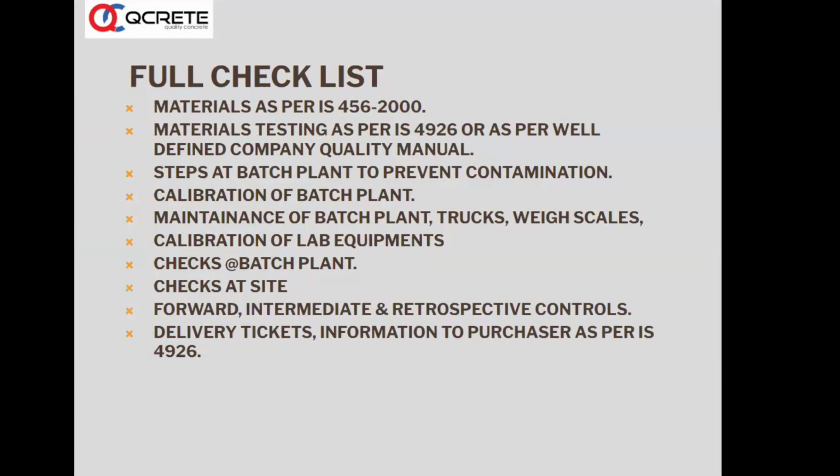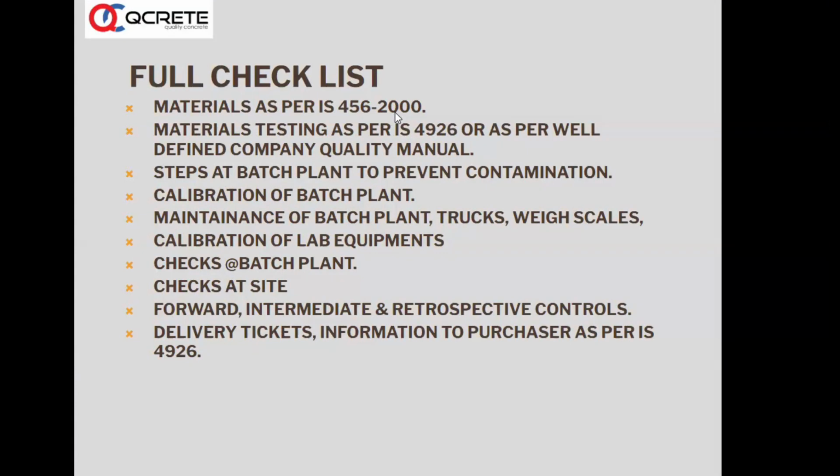Post production, what are the things that you have to check? Material should be as per IS 456/2000. Okay. So does that mean any product which is not as per IS 456/2000 should not be used? It is not like that. For example, you have an ASTM standard. You have a BS standard.